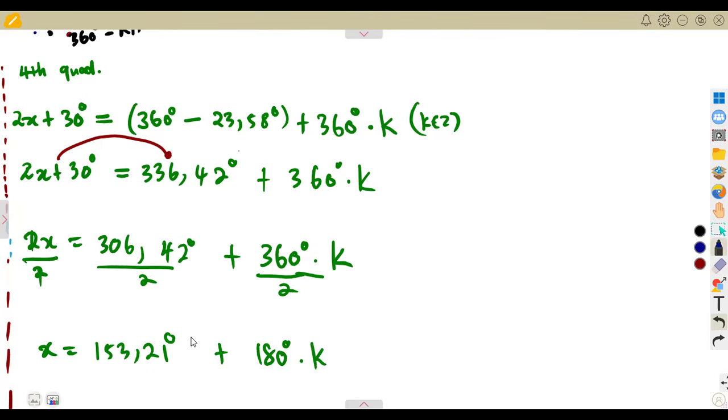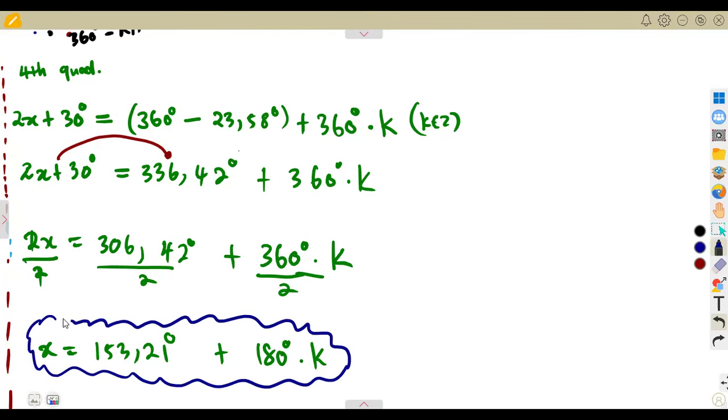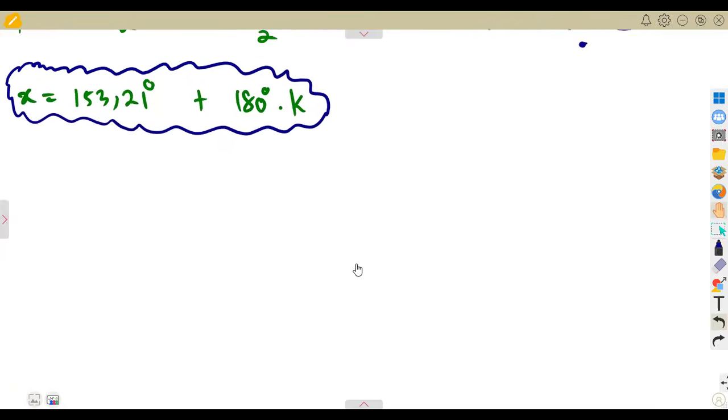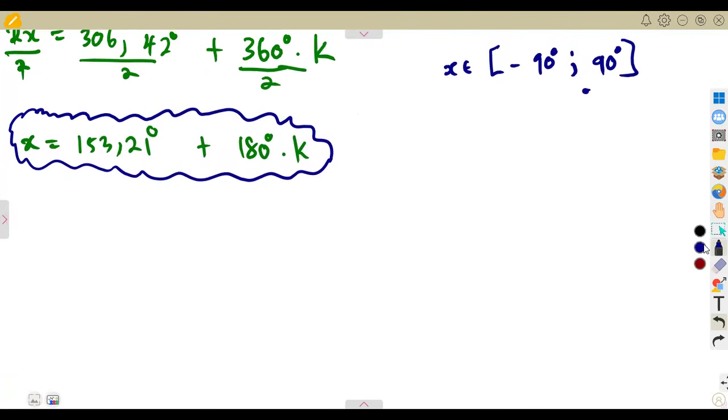So this is the final general solution that you are now going to test to find the exact value of x, which lies within the interval that we are given, from minus 90 degrees up to positive 90 degrees. Don't forget that interval. And k being an integer, you can substitute any of those values, just like the previous case. Let k start at 0, then minus 1, minus 2 can be even bigger, but just try that.